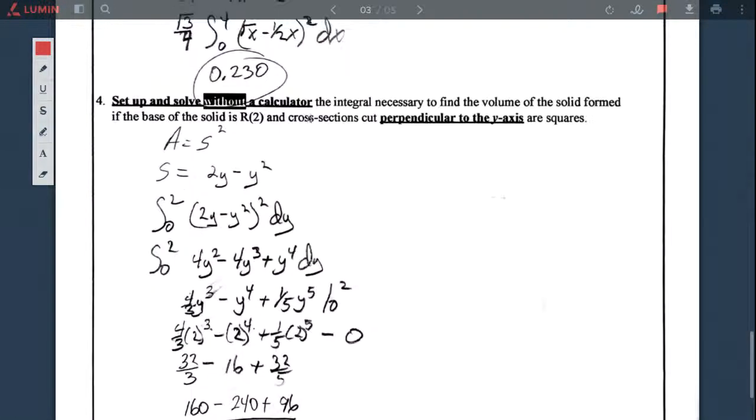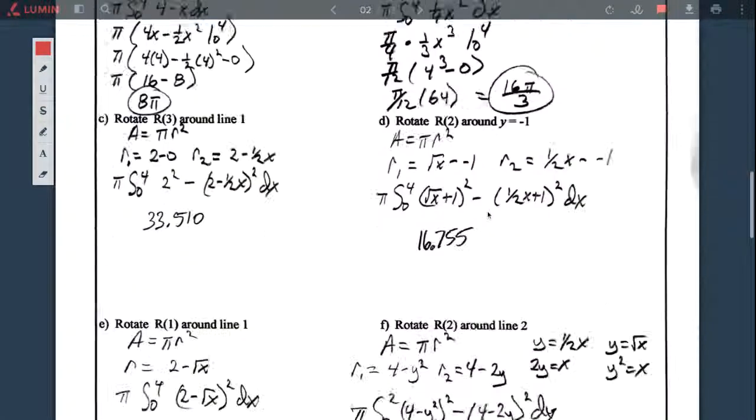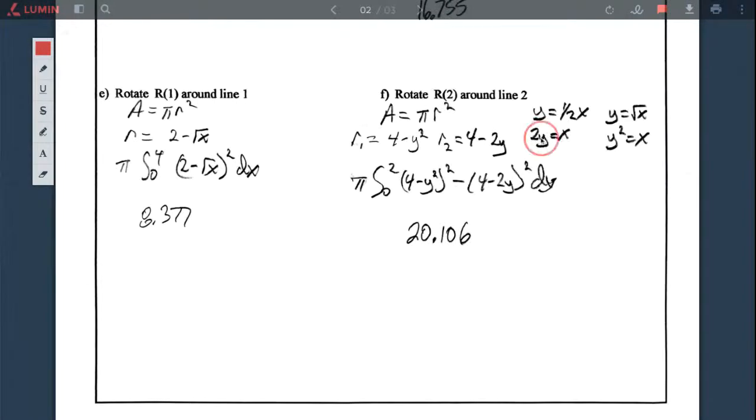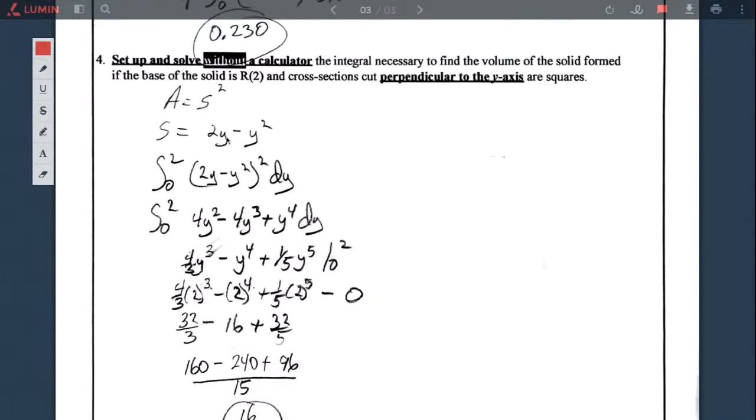And the last one, this one we're doing without a calculator. We're doing it perpendicular to the y-axis, so that means I've got to solve for x again. And this time our cross sections are squares. Our area formula for a square is side squared. A side is going to be right minus left, so that's going to be the line minus the square root. The line we turned into 2y, the square root we turned into y squared. So 2y minus y squared is what I should see for s, which is what I have. I plug that in.